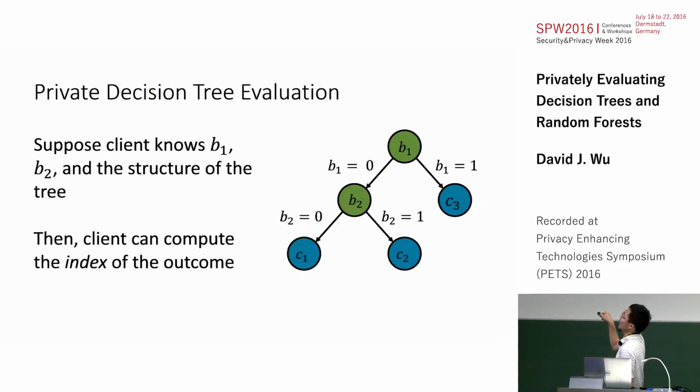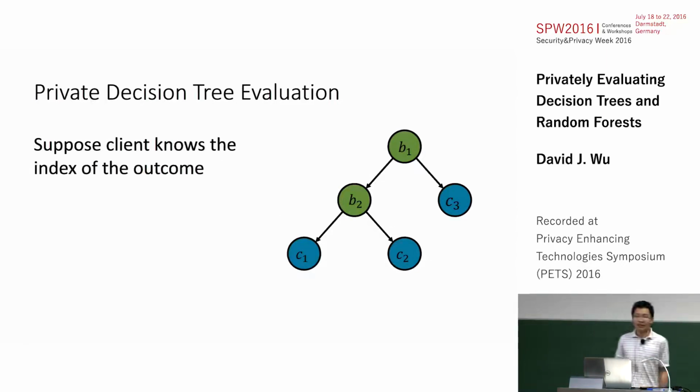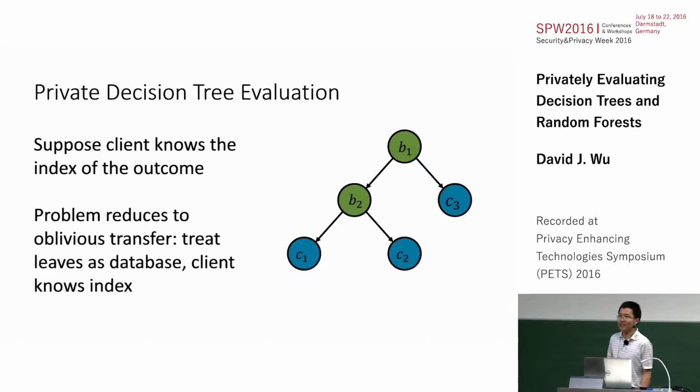So if the client knew the value of each decision variable, the client can just compute the index of the leaf node by itself by just following the tree traversal procedure. So now the client knows the index of the leaf node that contains its evaluation output. The problem basically reduces to an oblivious transfer protocol, where we treat the leaves of the decision tree as a database, and the client knows the index. It can simply do OT to learn the decision tree value at the indicated output.